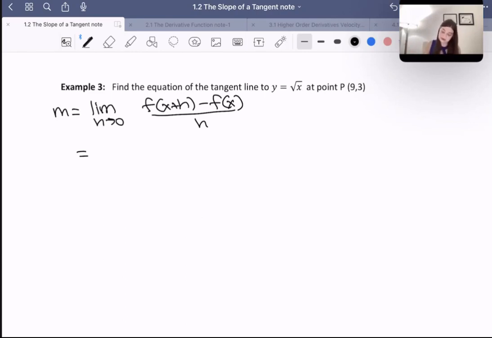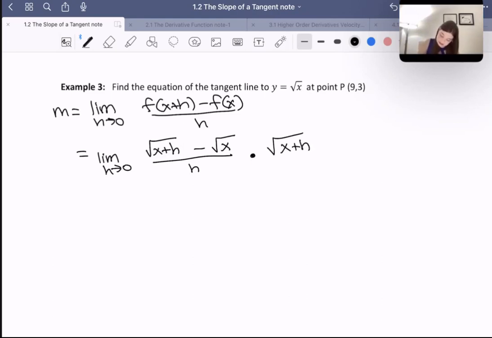The function says we're going to square root the input, so we take this input, x plus h, and square root it. We're going to square root our x because that is what the function does. Now the question is, in this case, how do we simplify further? I could plug in 0 now, but I would get something undefined. What we need to do is multiply by the conjugate. We need to multiply by the conjugate. So the conjugate is root of x plus h plus root x.